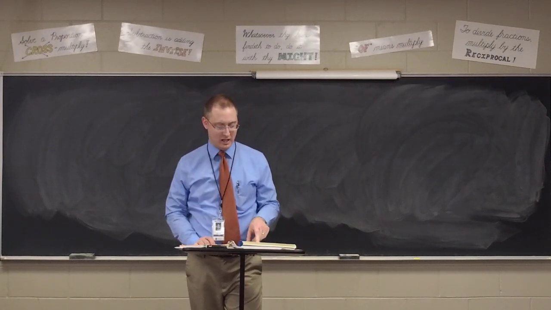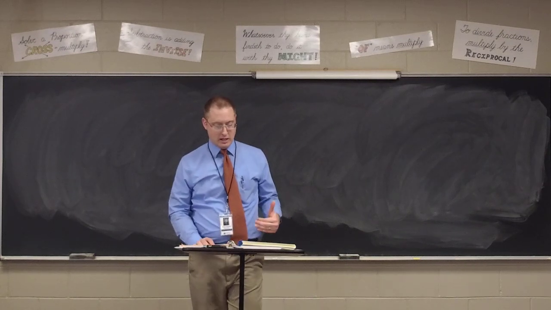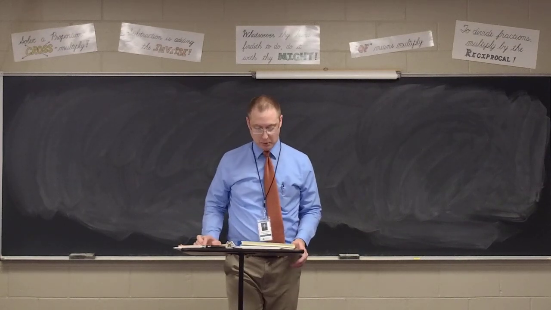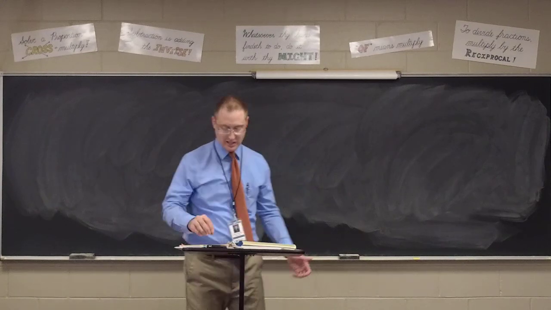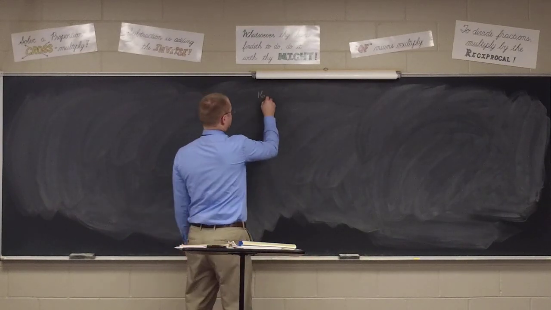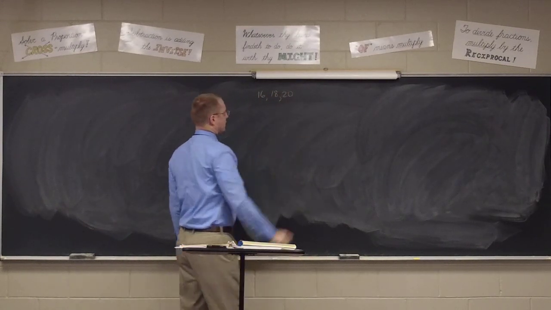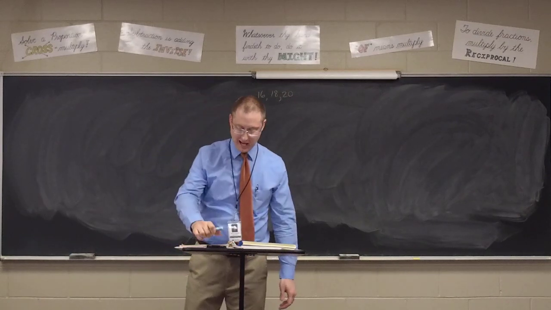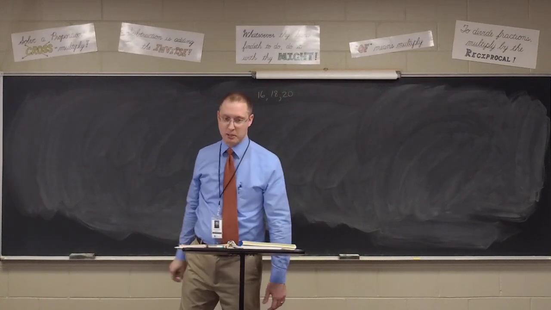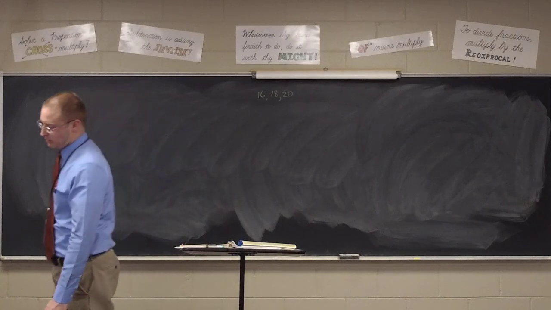Questions on finding circumference? All right, now let's find the area using approximately 3.14. Let's do 16, 18, 20, finding area now. So instead of pi d or 2 pi r, pi r squared.